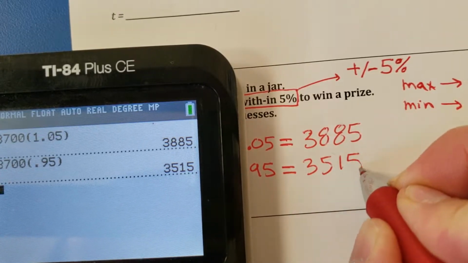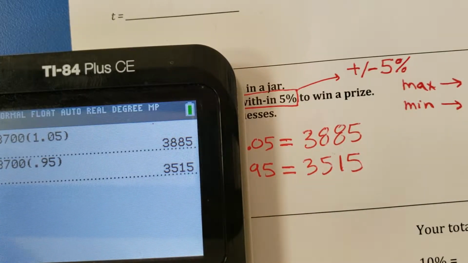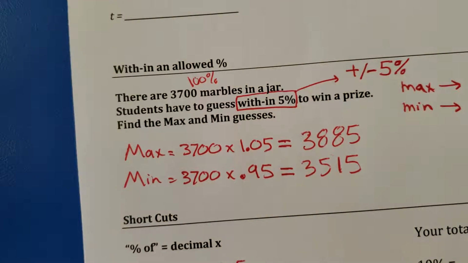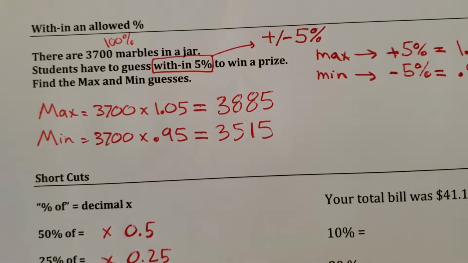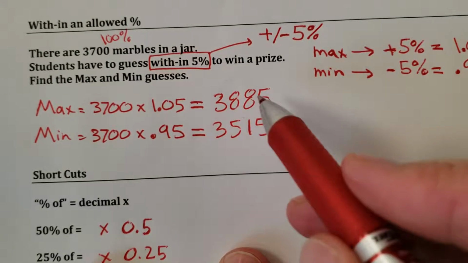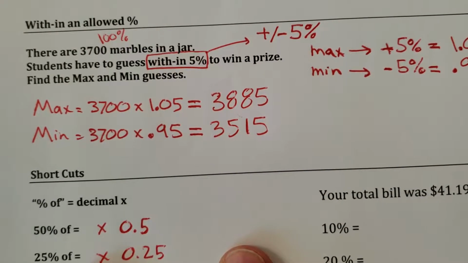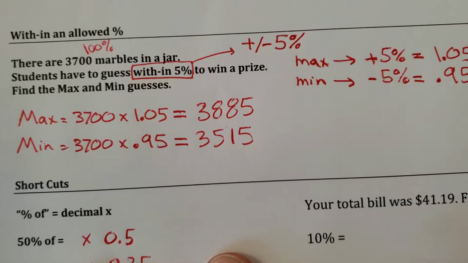35, 15. Okay, there we go. There's the max and the minimum of where a student could be right or wrong. I think I do have math questions that are related to this. So now what you could do from here is if you're in charge and someone wants to throw a guess at you, you could say if they won or lost.